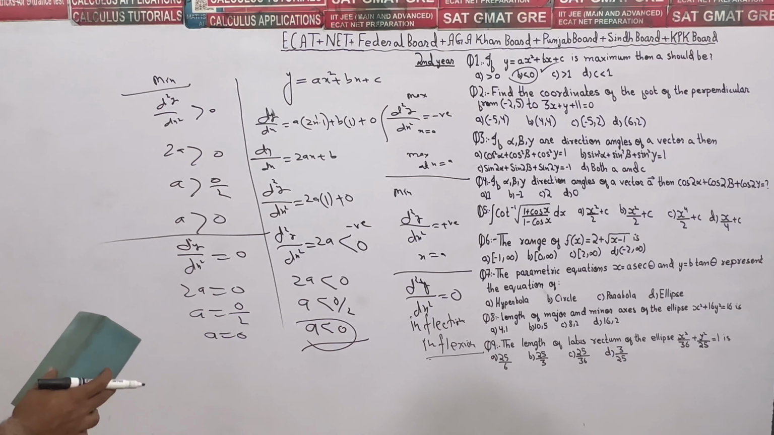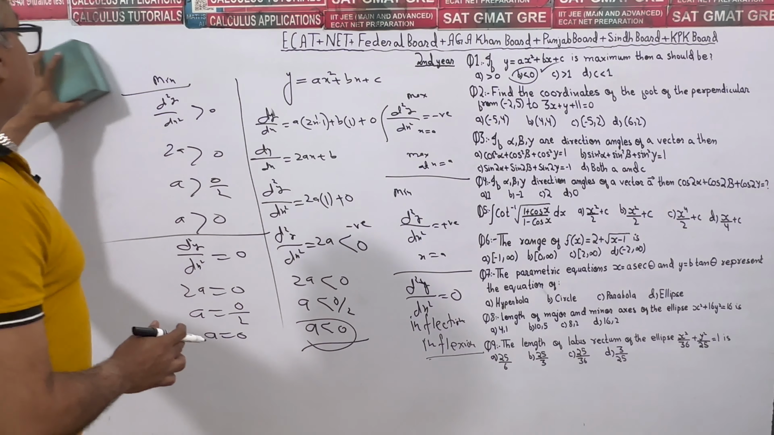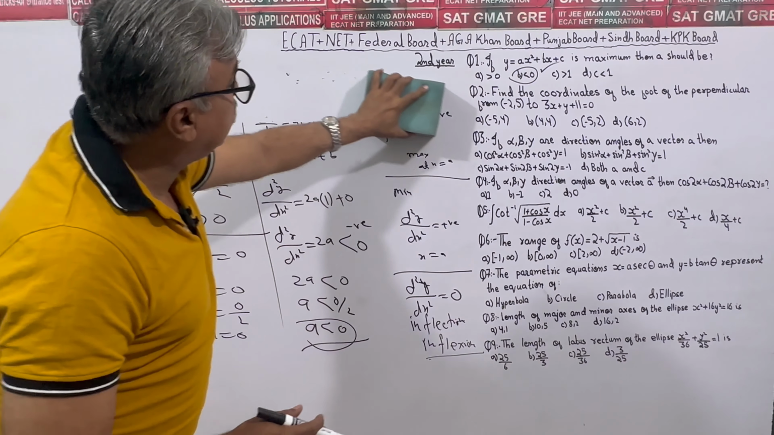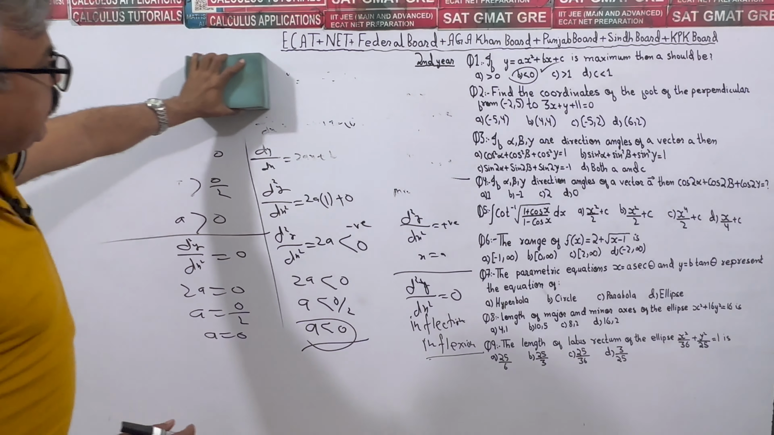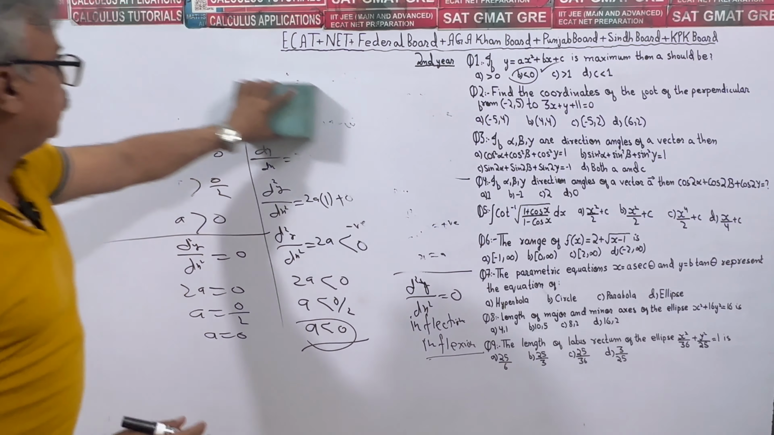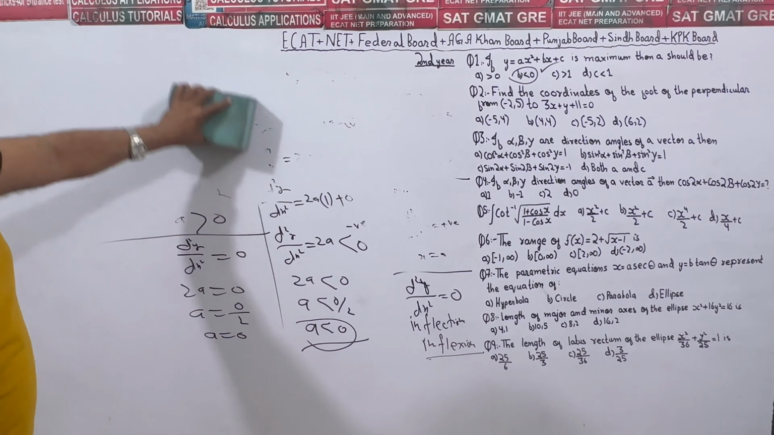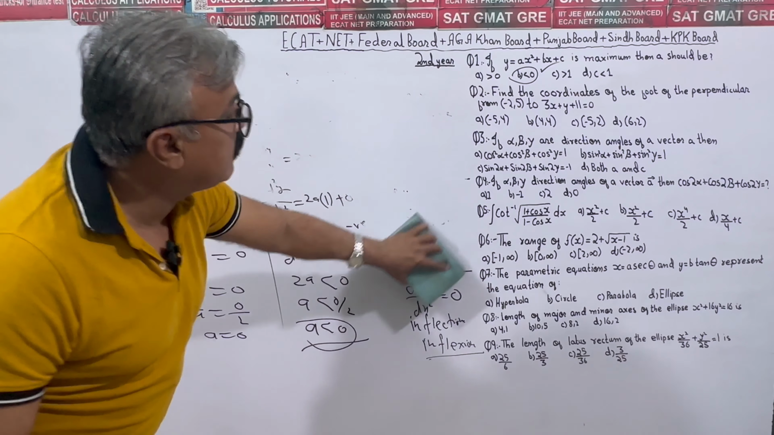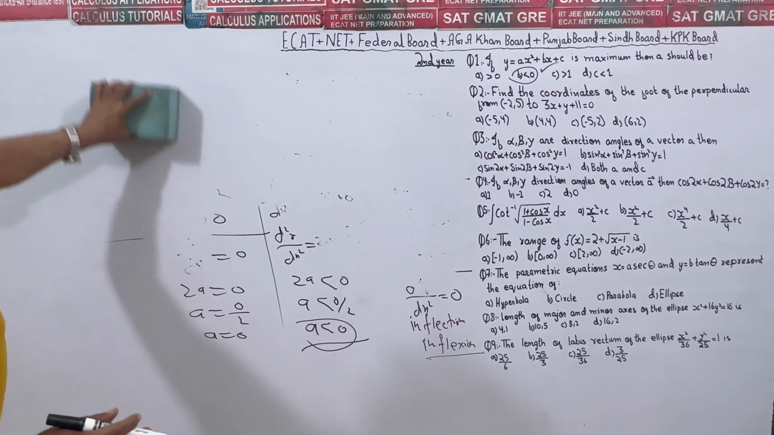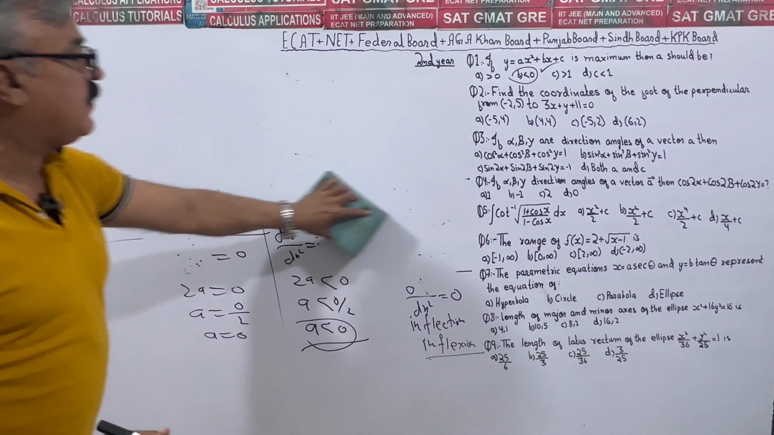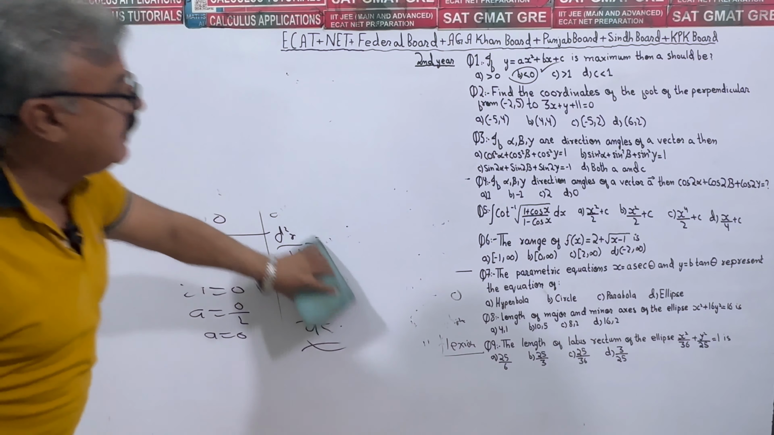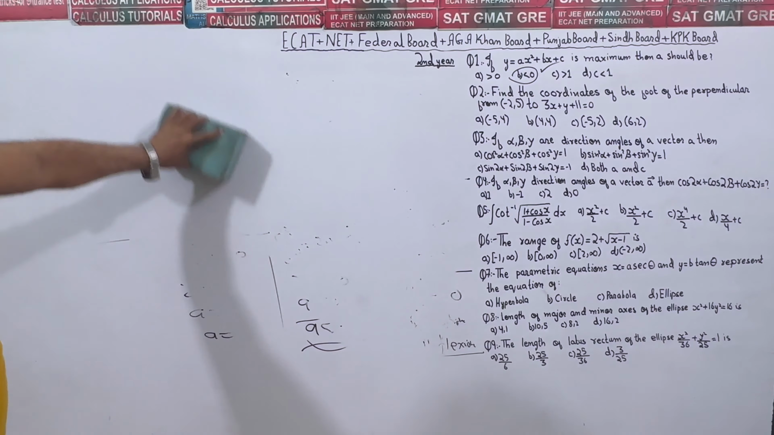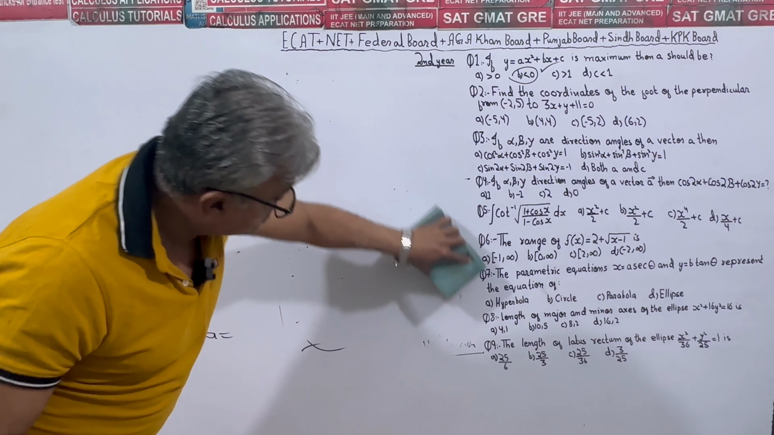Second question, based on a section from analytic geometry, straight line. Find the coordinates, meaning we are interested to find the values of x and y of the foot of the perpendicular dropped from (-2, 5) to the given line, that is 3x plus y plus 11 is equal to 0. Let me draw a rough sketch.